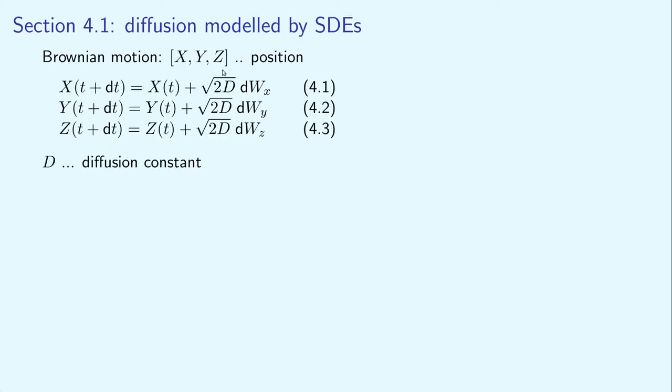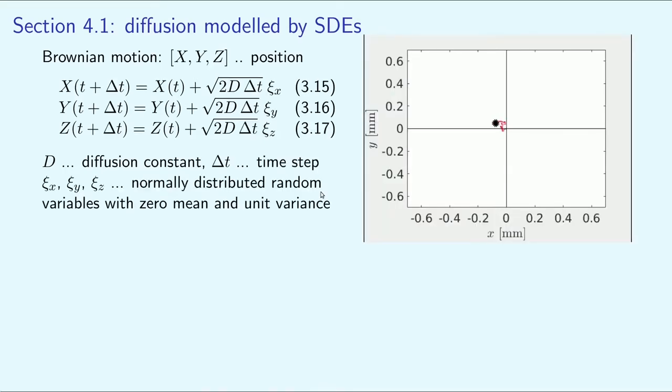Consider a diffusing particle described by its position x, y, z. Diffusion is characterized by one parameter called the diffusion constant D, and we will describe the time evolution of the position x, y, z by the following three stochastic differential equations. We will interpret this model using our computational definition of stochastic differential equations. That is, we choose a small time step, delta t, and at each iteration of our stochastic simulation, we generate three random numbers, which are normally distributed with zero mean and unit variance, and we calculate the position at time t plus delta t from the position at time t by adding a normally distributed random displacement, which is suitably scaled with the diffusion constant D.